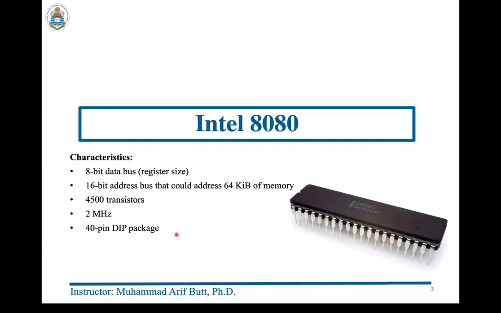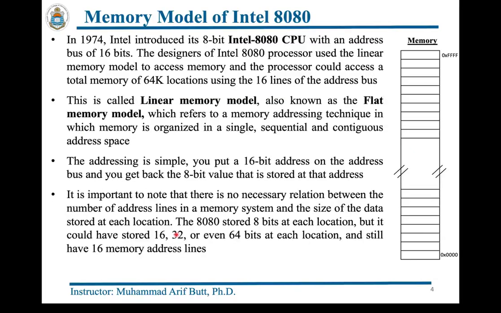Let's start with Intel 8080, which was launched in 1974, having 8-bit data bus and 16-bit address bus. Well, in Intel 8080, they used the flat memory model, also called the linear memory model, which refers to a memory addressing technique in which memory is organized in a single, sequential, and contiguous address space. The addressing is simple. You simply put a 16-bit address on the address bus and you get back the 8-bit value stored at that address.